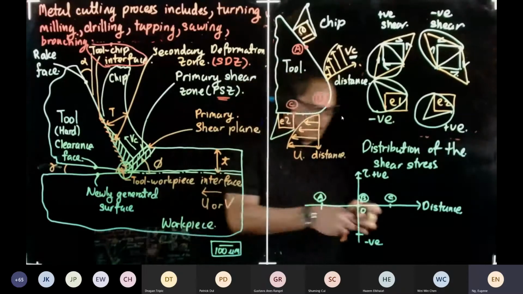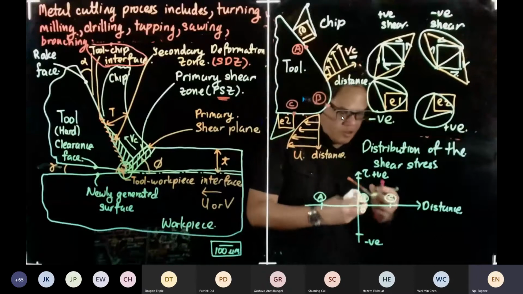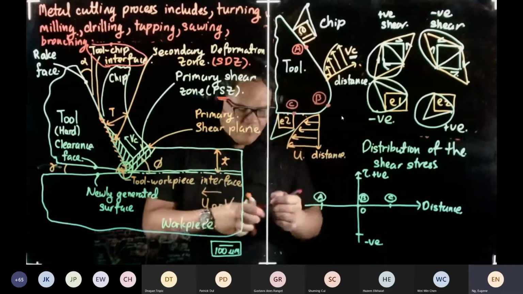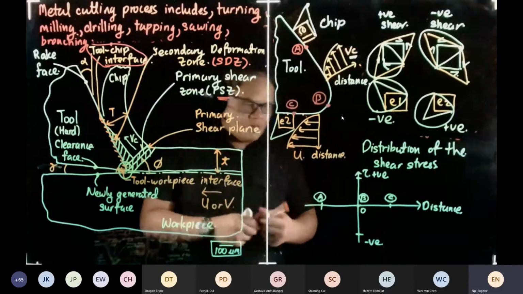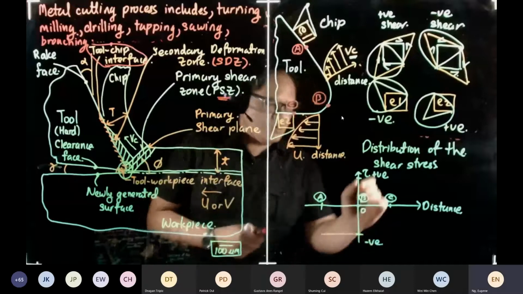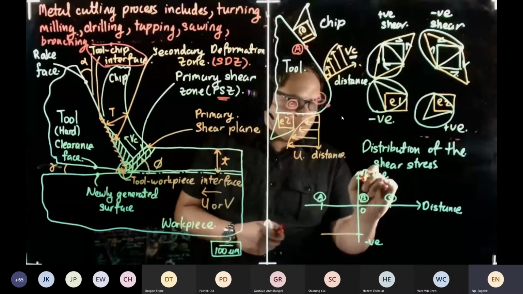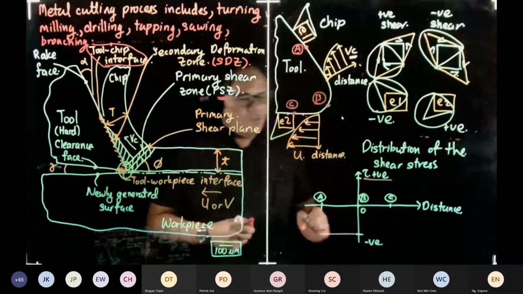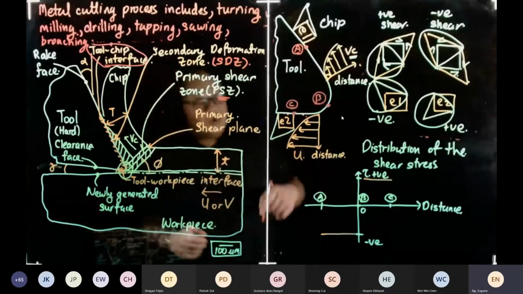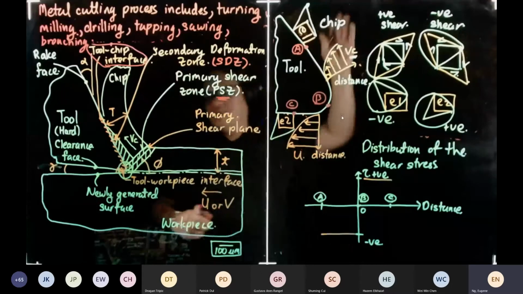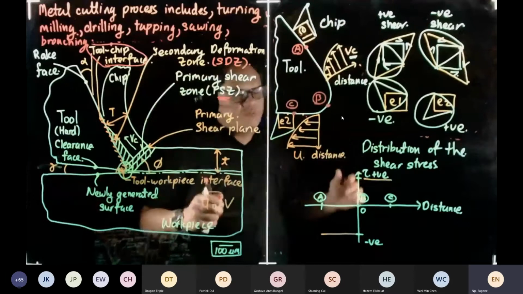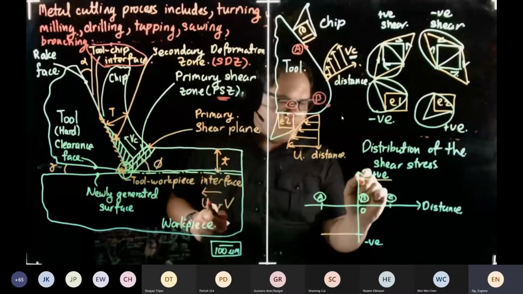So I'm going to sketch now. We are going to sketch the shear stress distribution. So we're going to have this, and then we're going to have positive. Now at B, what will happen is this. From negative to positive, you have to pass through B, or else there's no continuity. The physics doesn't make sense. So it has to pass through B.